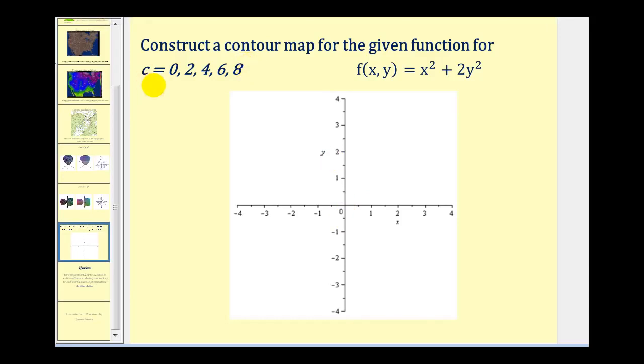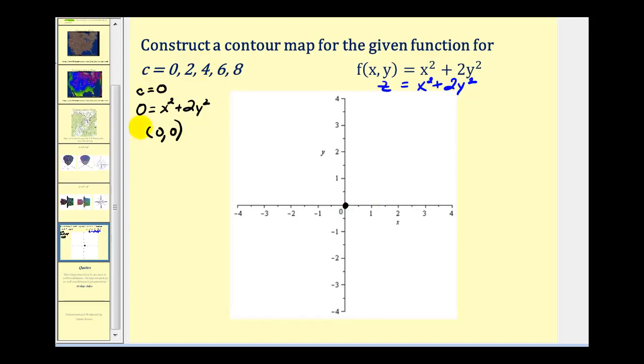First we're going to have c equal to 0. Remember, these values of c represent the values that we'll replace z with. So if this is our function, it's really z equals x squared plus 2y squared. So when c is equal to 0, we're going to have 0 equals x squared plus 2y squared. And this one's not too exciting because the only solution to this is when x is 0 and y is 0. So really it's just a point at the origin.